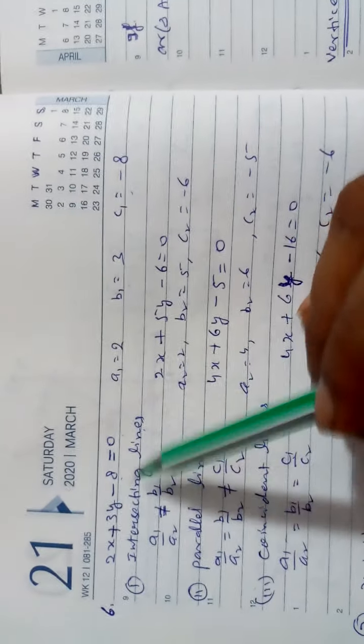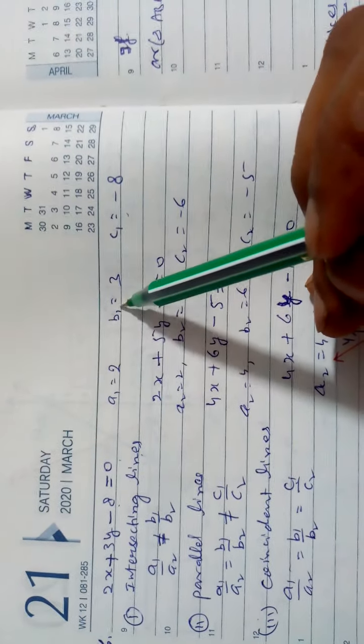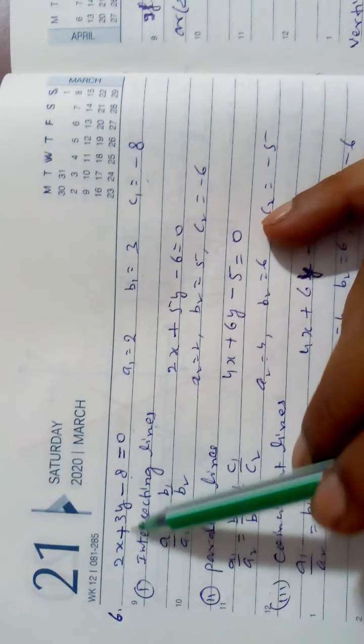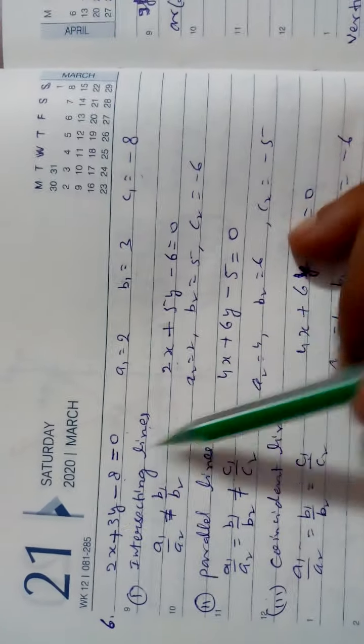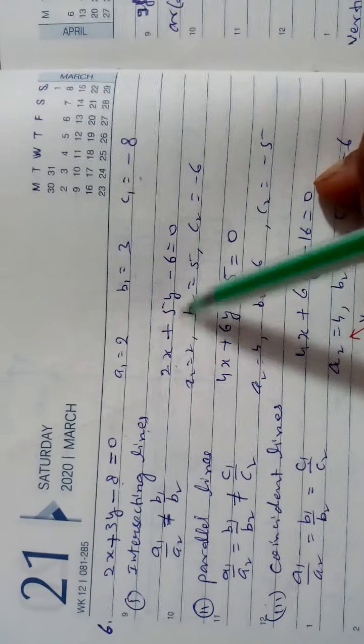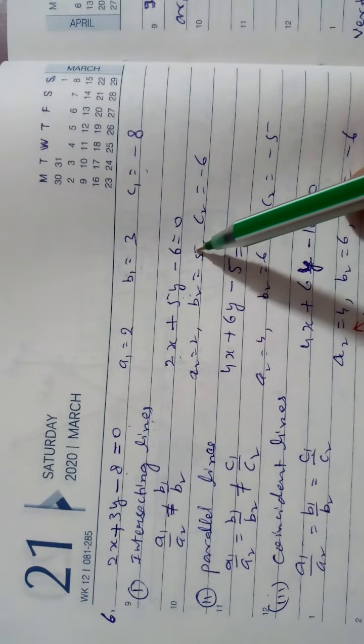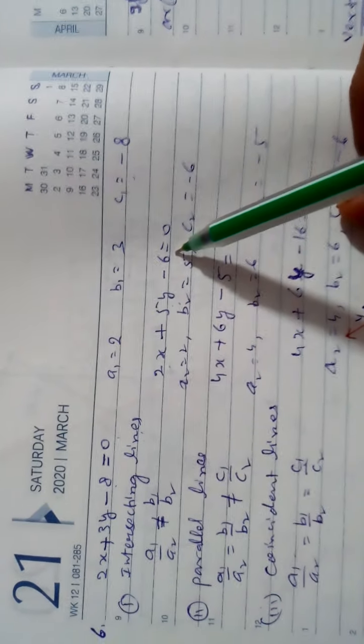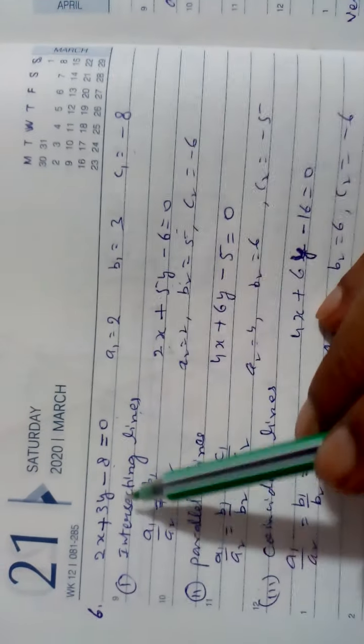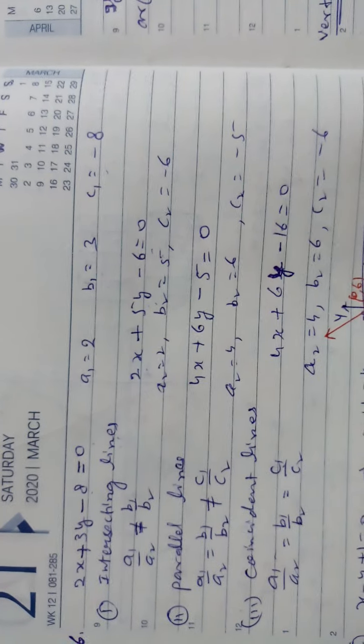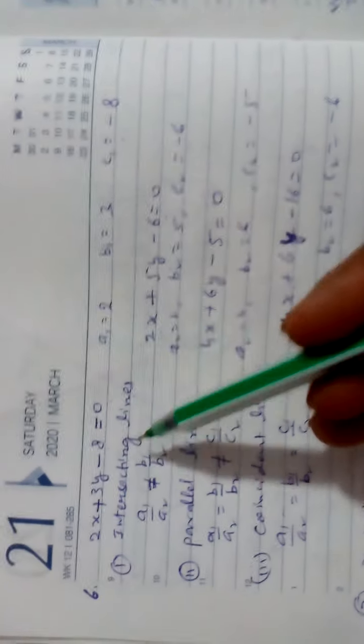So for intersecting lines, a1 upon a2 not equal to b1 upon b2. So you change the value 2 and 3, any one. So I have changed here 5. 2x plus 5y minus 6. 8 also I have changed. So you change, not only a1 upon a2 is not equal to b1 upon b2. Now you are getting intersecting lines.